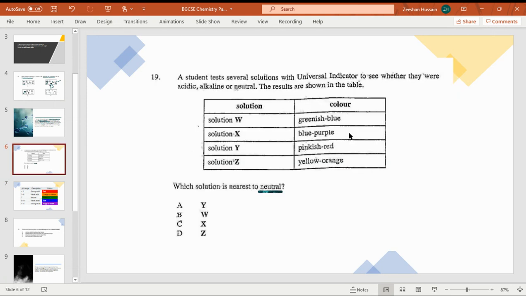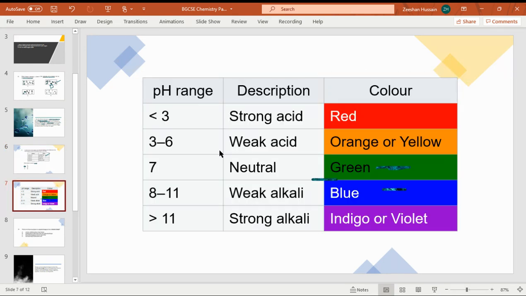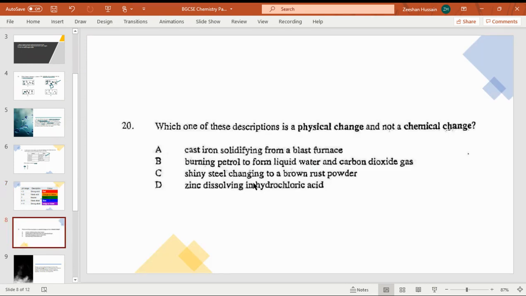So greenish blue will be the right choice. The option W, solution W. Okay, option B. So this is the right one. The others are pinkish red, blue purple, and yellow orange. They will be more acidic. They are different colors and more acidic.